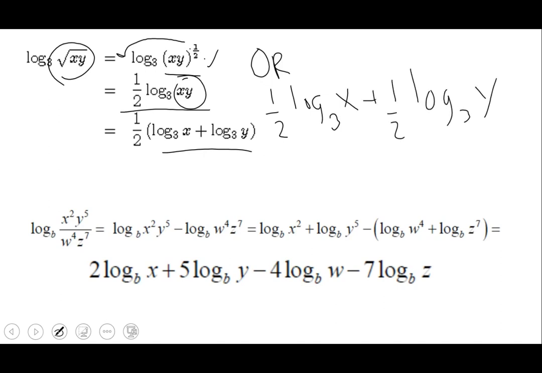Those two answers are completely equivalent. And as we get deeper into chapter 5, you'll know when it is better to leave it or when it is better to keep going. But for now, please make sure you know that those are equivalent.